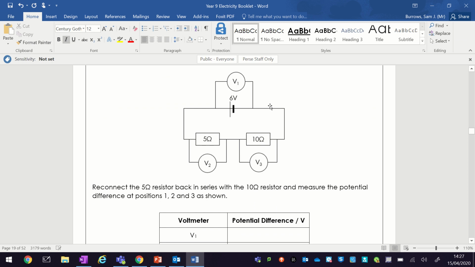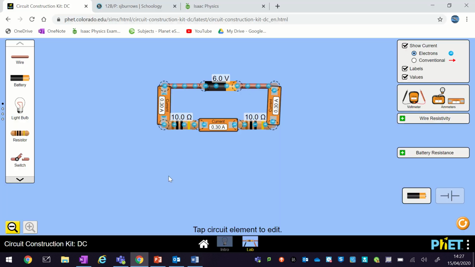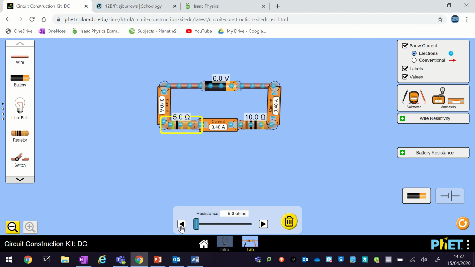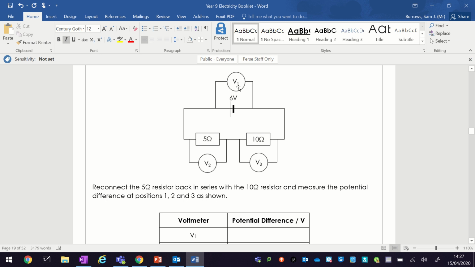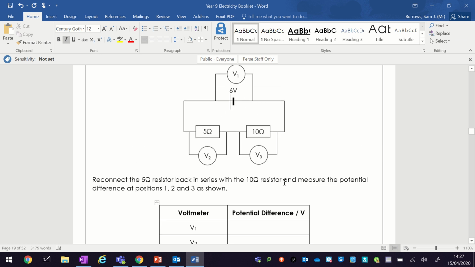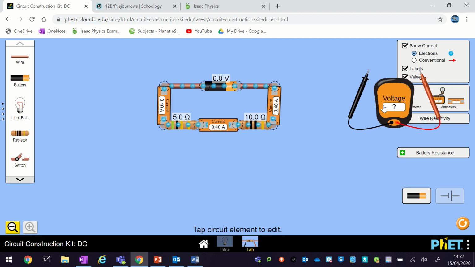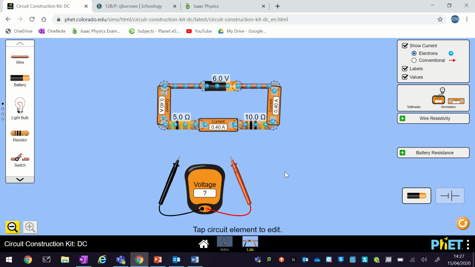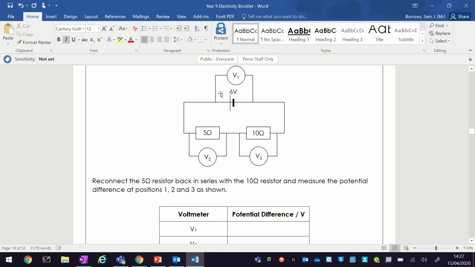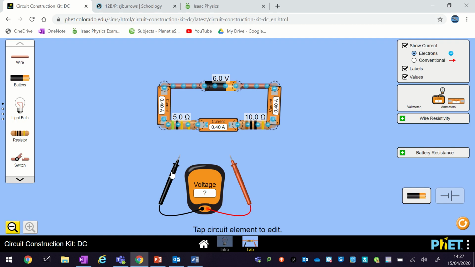Now what we're going to do is start taking some other measurements. It says it wants us to turn this one back to 5 ohms, so let's do that. Seems easier than trying to drag it. Okay, and then it wants us to measure some potential differences using a voltmeter. So that's this tool over here, and we can drag that. It wants us to measure across the power source. So let's do that. That's V1.